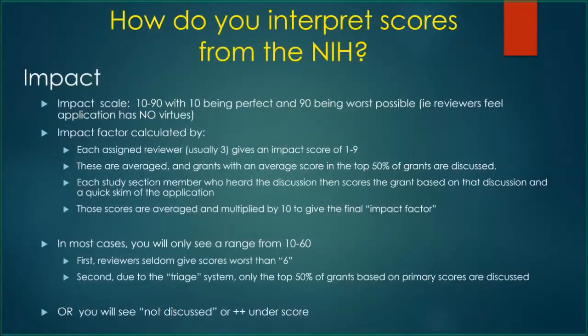They then average all of the scores given and multiply that by 10. And that is the impact of your grant. That's the impact score of your grant.